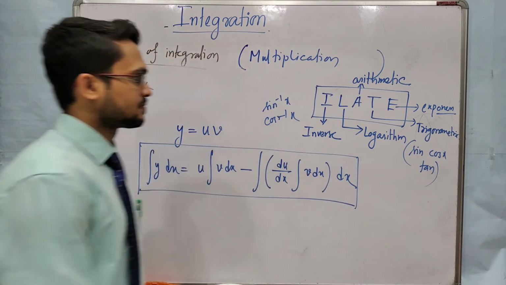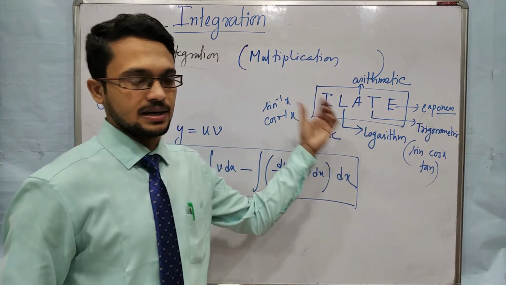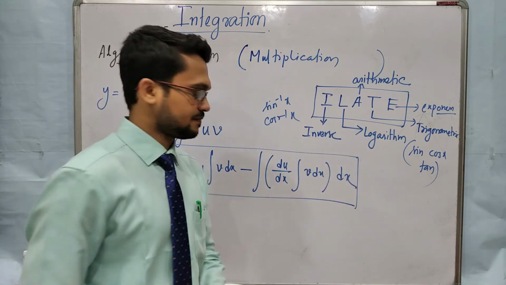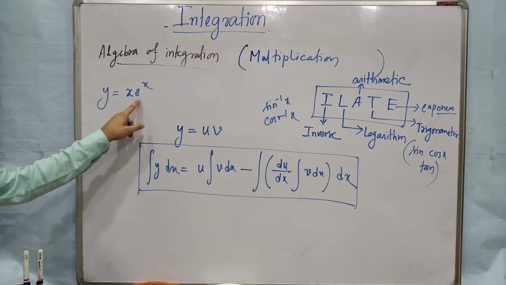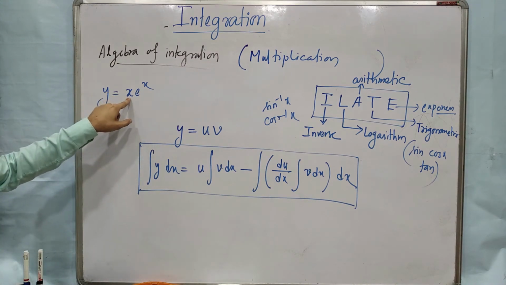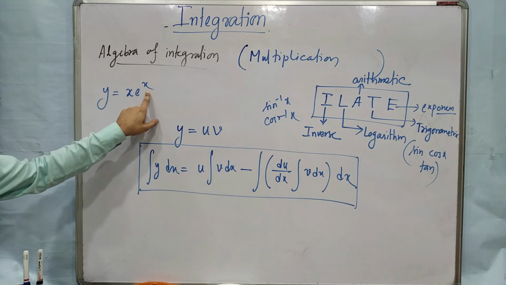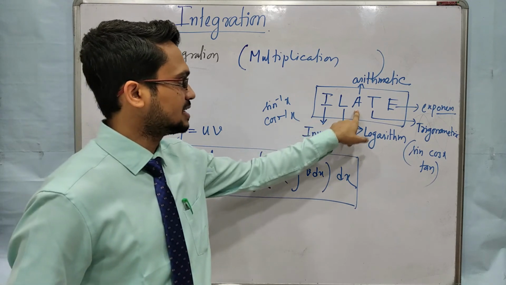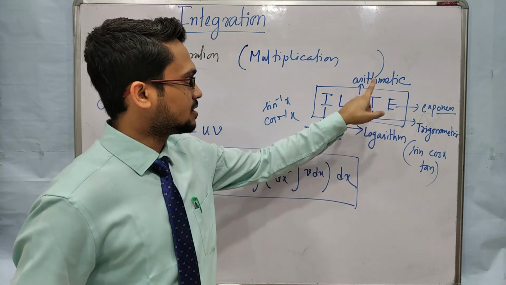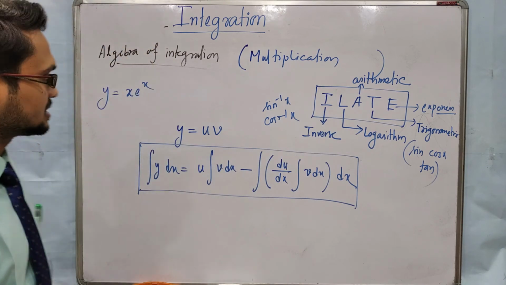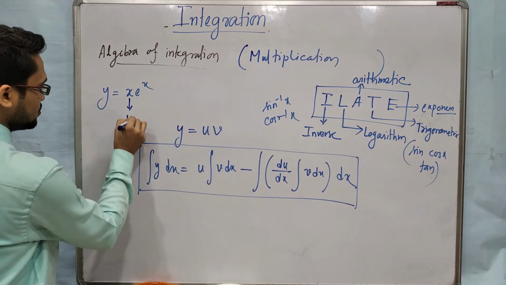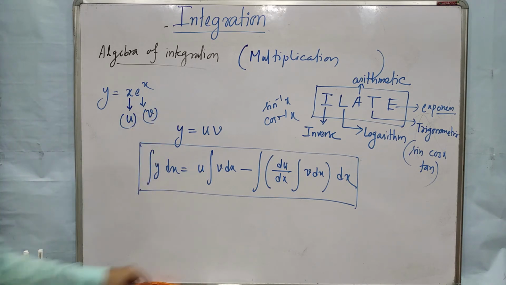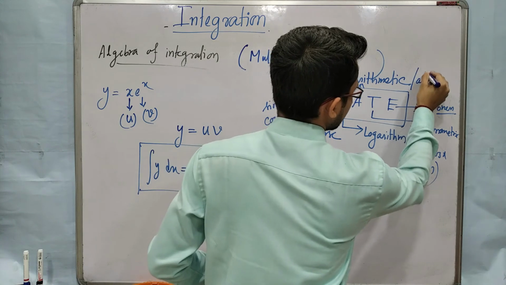Okay, E is exponential. So which one will come first? That will be u. Which one will come first? That will be u, and the next one will be v. Okay, so look at this, x e to the power x. x is an algebraic function and e to the power x is the exponential function. So this is algebraic, this is exponential. So which one is coming first in this series? Algebraic is coming first. So x will be u and e to the power x will be v.